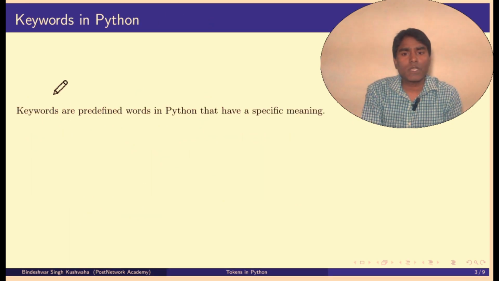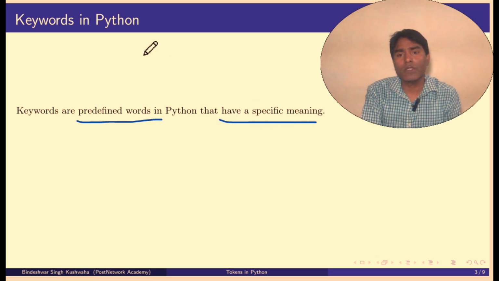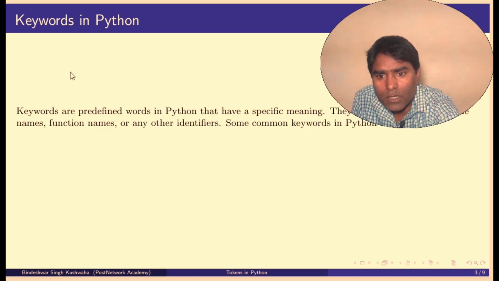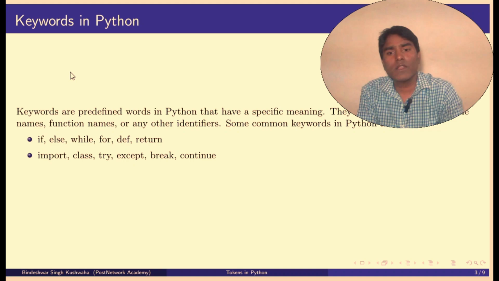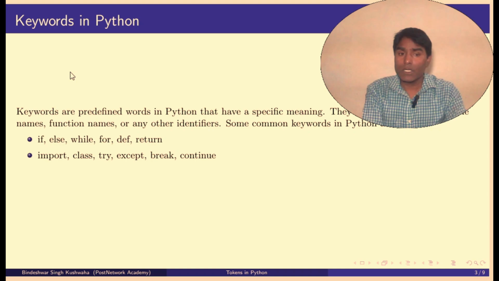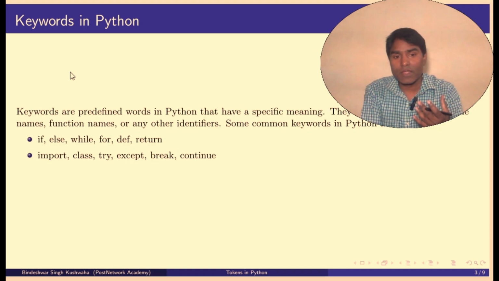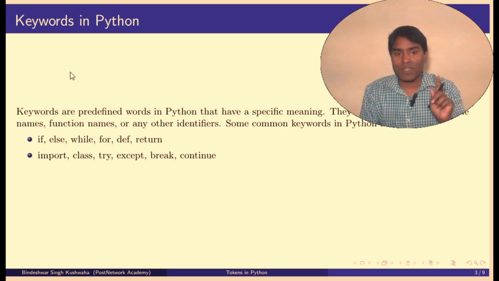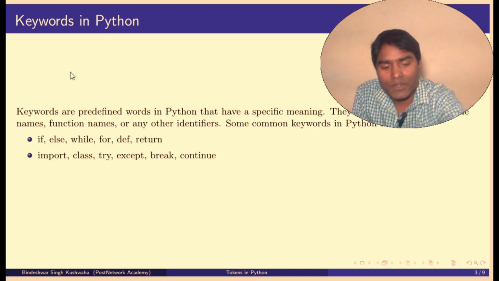So keywords are predefined words in Python that have a special meaning. Let us see some keywords here: if, else, while, for, def, return, import, class, try, except, break, and continue. These are keywords in Python and they have a special meaning. You cannot use them for another purpose.